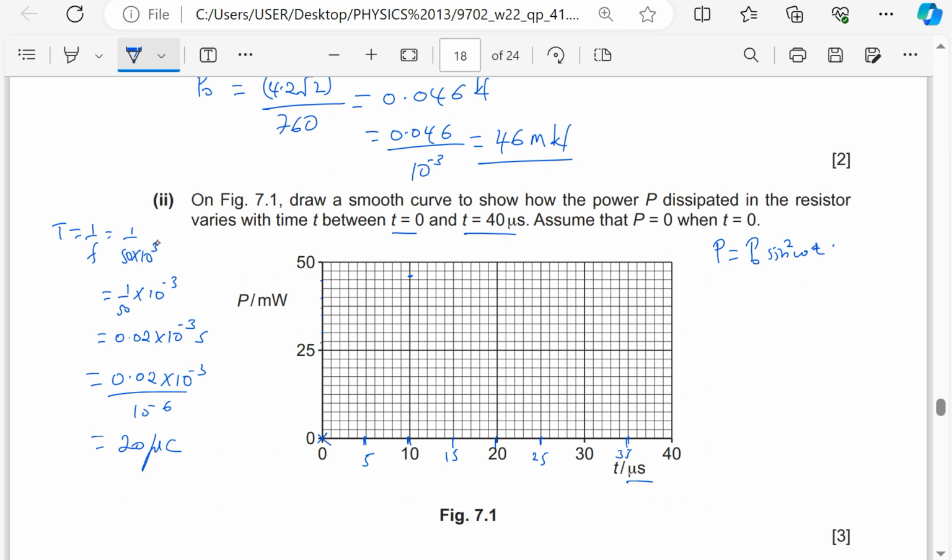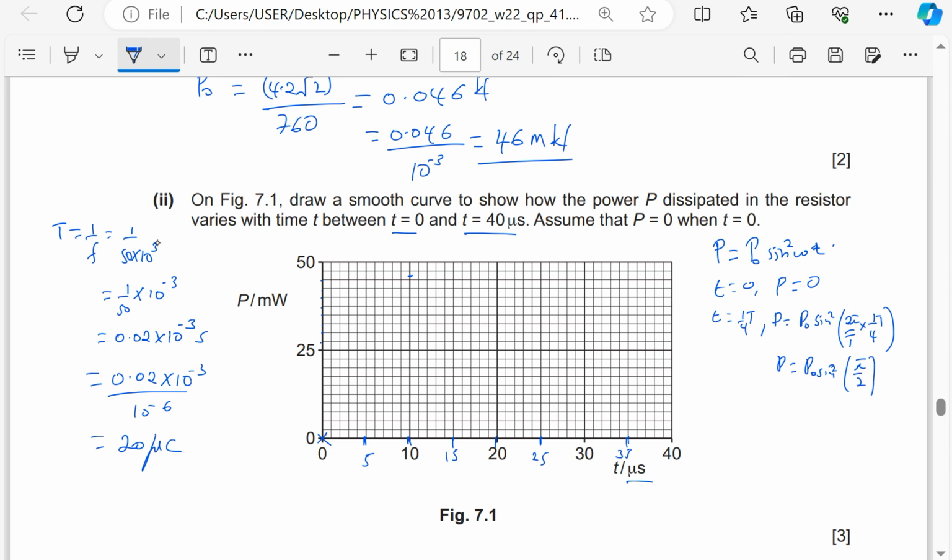If you want, you can make substitutions here. When t is a quarter period, I'll just do a quarter period for the sake of it. So at t equals 0, the power was 0. That means we use a sine graph. So at t equals a quarter of a period, the power is P naught sine squared of, remember omega is 2 pi over T, times a quarter of a period. So P is going to be P naught sine squared of, this is going to be pi divided by 2.